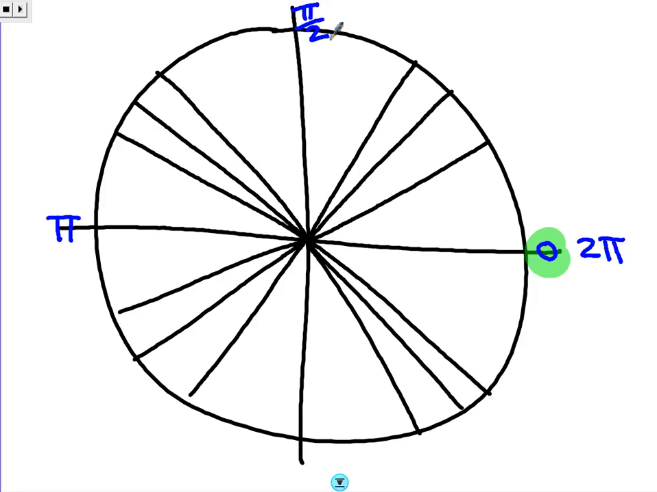And now let's count by halves of pi. So 0 pi, 1/2 pi, 2/2 pi, which simplifies. 3/2 pi, right? 3 pi over 2. And 4/2 pi, which is really just 2 pi. Okay, so we counted in our halves.